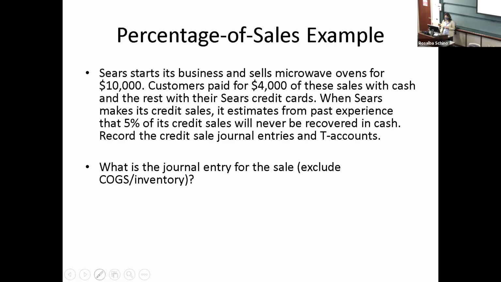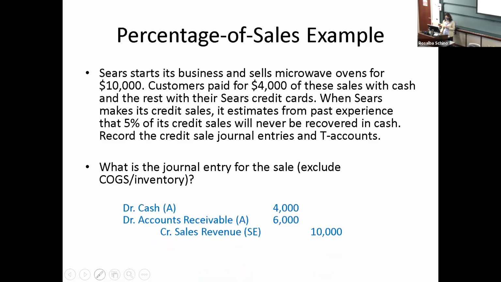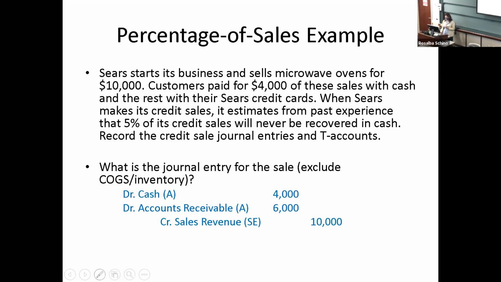Let's make an example. Sears starts, and this is going to be the last topic we're going to talk about, Sears starts his business. It sells microwave ovens for $10,000. Customers paid for 4,000 of these sales with cash, and the rest on their Sears credit cards. When Sears makes its credit sales, it estimates from past experience that 5% of credit sales will never be recovered in cash. So first, cash goes up by 4,000, and the remainder is on accounts receivable, and obviously sales revenue increases by 10,000. The accounts receivable is for the portion paid with Sears credit cards, which the client will then pay to Sears.